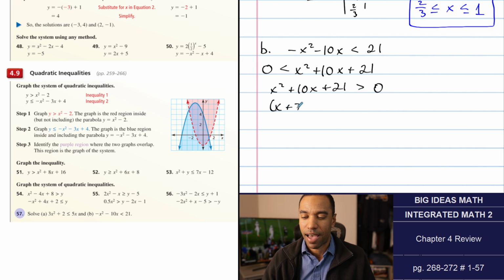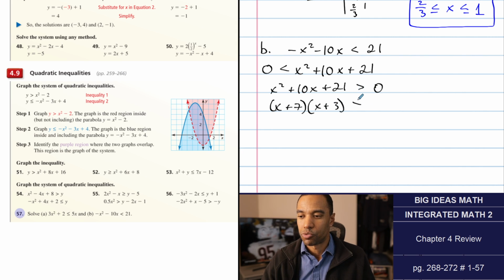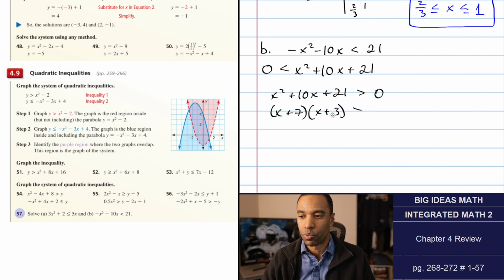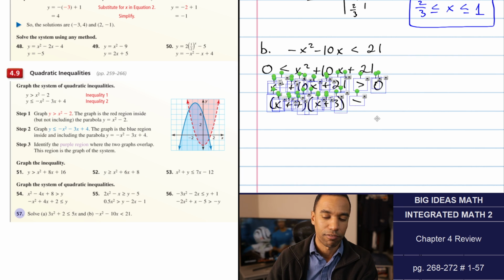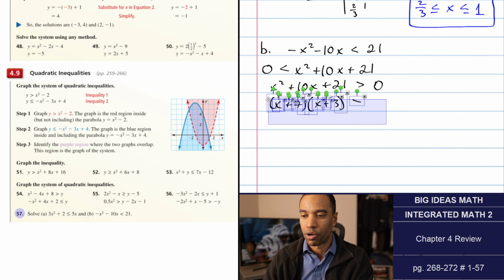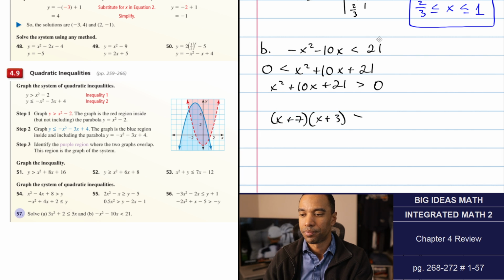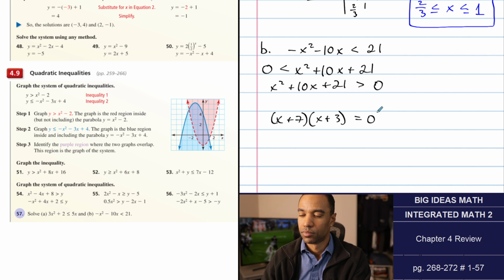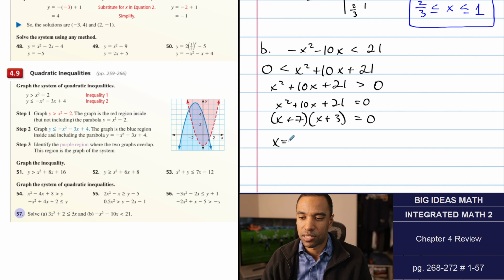This is definitely factorable with 7 and 3. I'm going to see how this works when it equals 0, right? That's kind of my thing here first. Set it equal to 0, factor and solve. Zero product property states that x is equal to -7 or x equals -3.